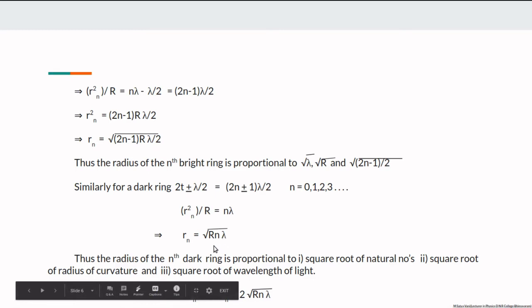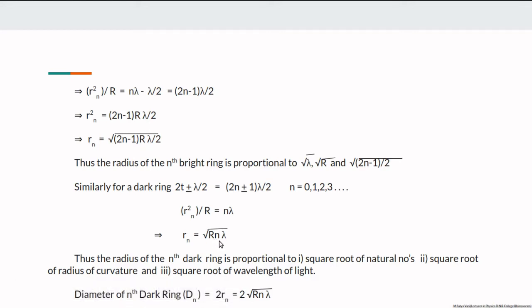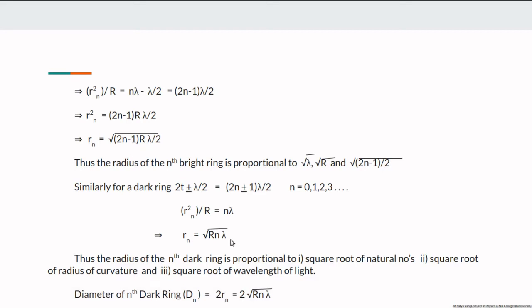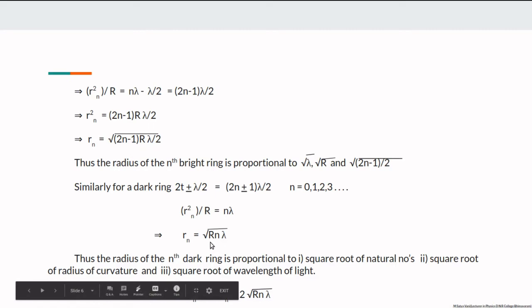As lambda increases, Rn also increases. Next, it also depends upon the square root of n. That means as the number of rings increases from the center, the radius also increases. If you take R1, the radius of the first ring, it is equal to root of R into 1 into lambda, root of R lambda. For the second ring, the radius r2 is equal to root 2 into root R lambda. Similarly, r3 is equal to root of R lambda into root 3.